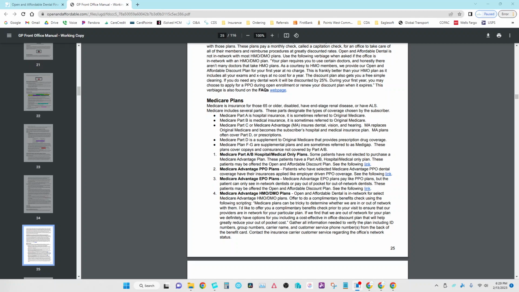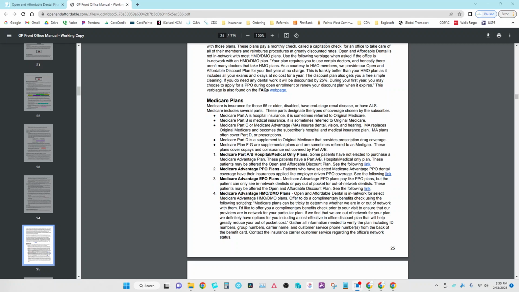When patients purchase Medicare Advantage, they might choose underneath there to get a PPO plan. And patients who have selected Medicare Advantage with a PPO dental coverage, they will have an insurance that's very similar to an employer driven PPO coverage. Sometimes it's a little bit even better than an employer driven PPO coverage because sometimes they're covered at 100% on a lot of the procedures.